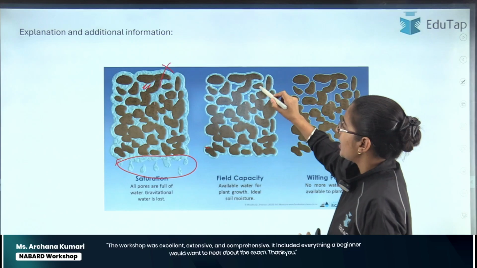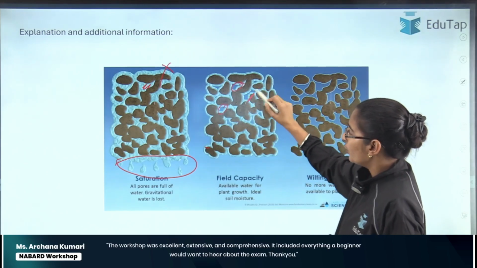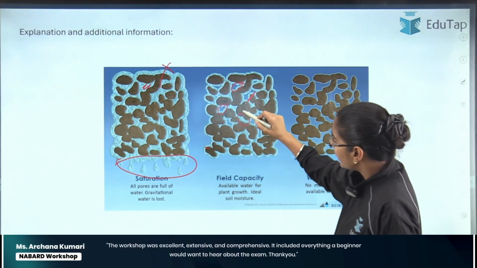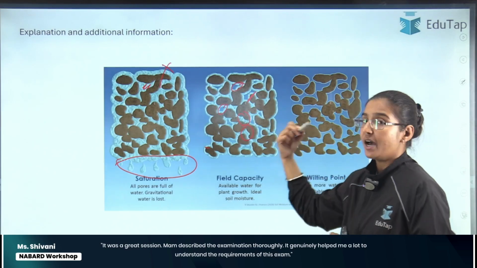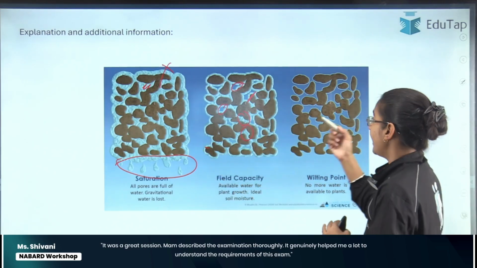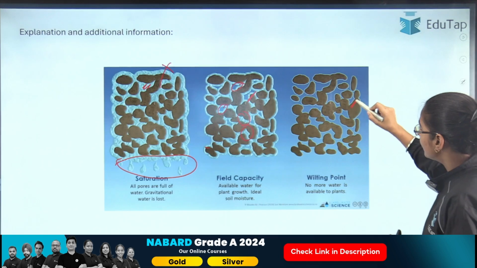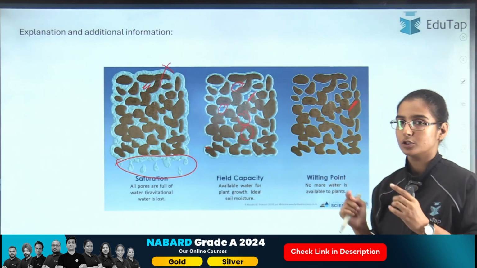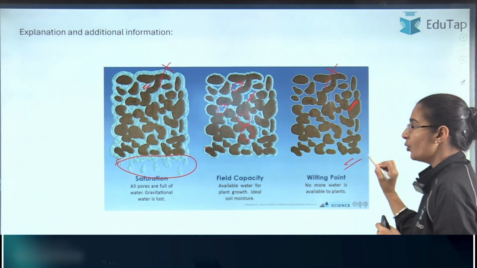Here in this picture, as you can see, all the macropores do not have water, and the water is available only in the micropores, right? And this is the water which will be available to the plants, right? And then in the third picture, as you can see, the water is just in the form of a thin film around the soil particles, and again not available for the plant's uptake, and this is the wilting point.